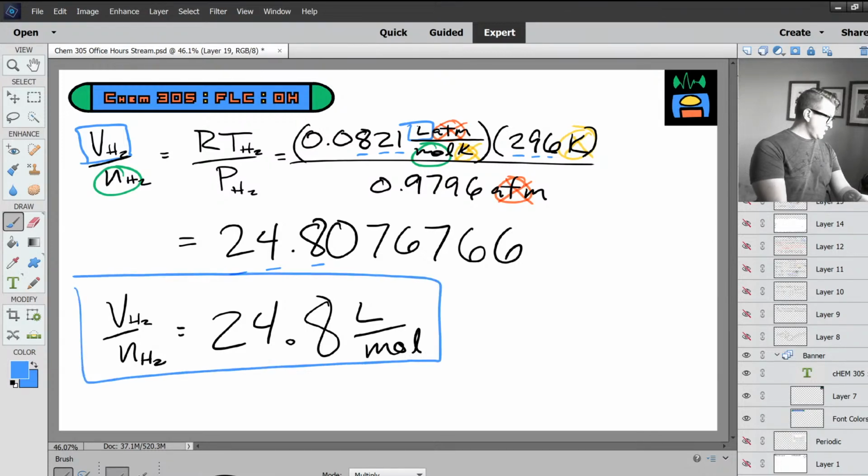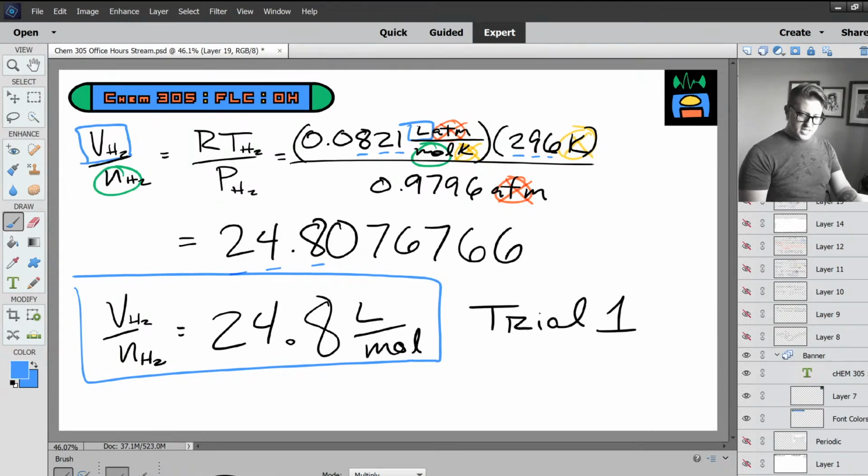All right, and this, again, just for the record, this is the trial one. So I did this calculation with the trial 1 data, I think. Let me check. Yeah.